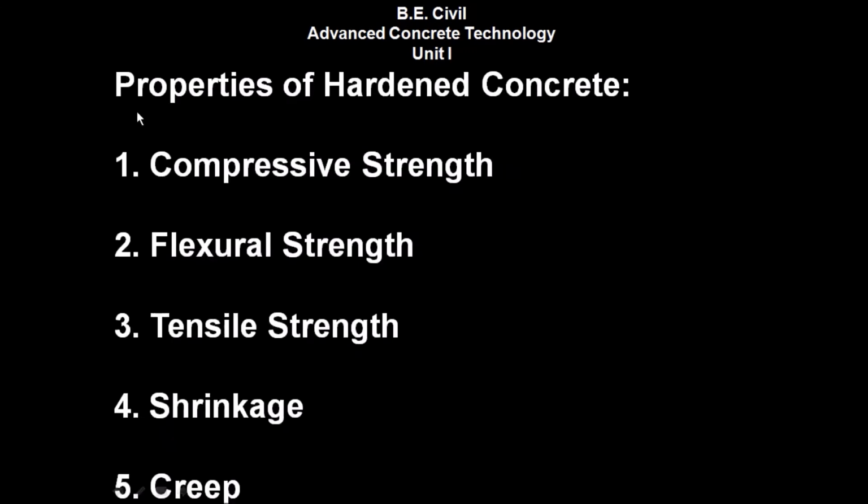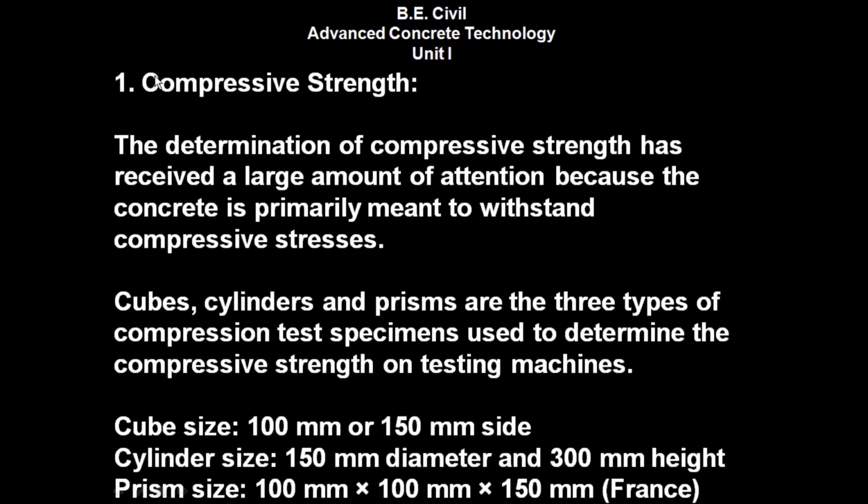So we have seen the properties of fresh concrete. Now we will see the properties of the hardened concrete. First is the compressive strength, next is the flexural strength, tensile strength, shrinkage, and the creep. So first property of the hardened concrete is the compressive strength.